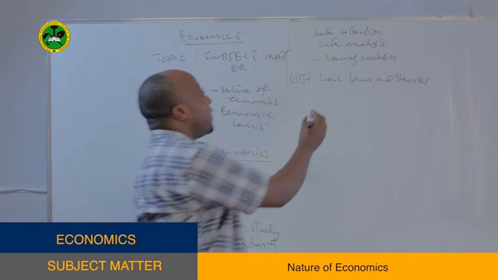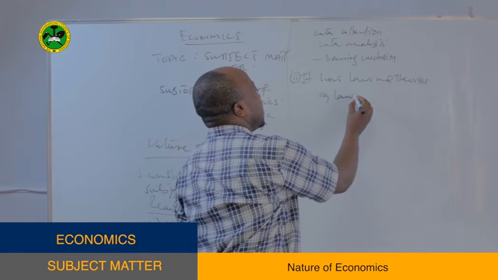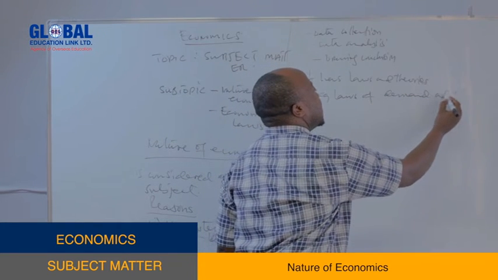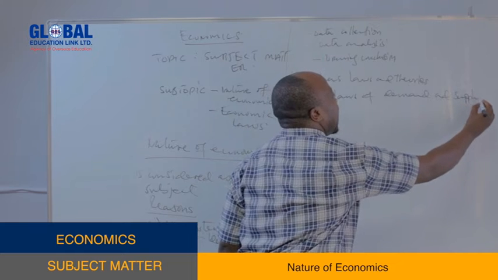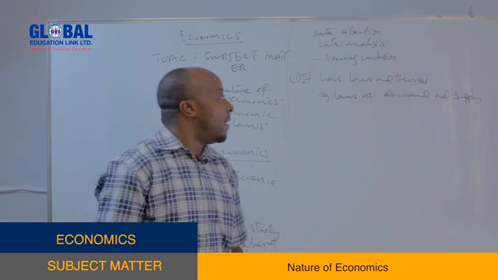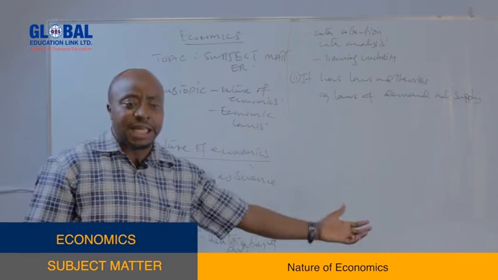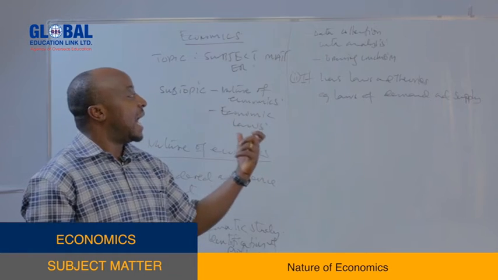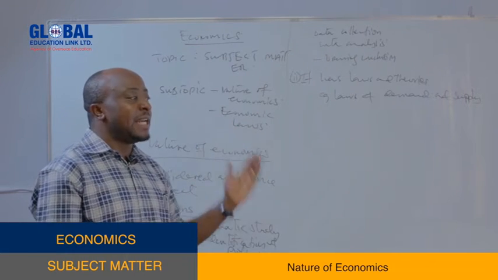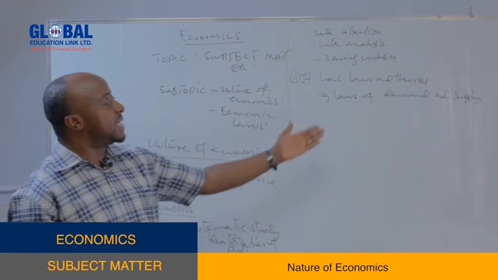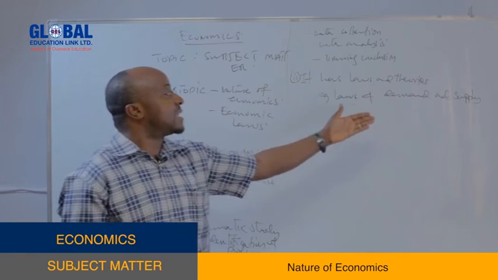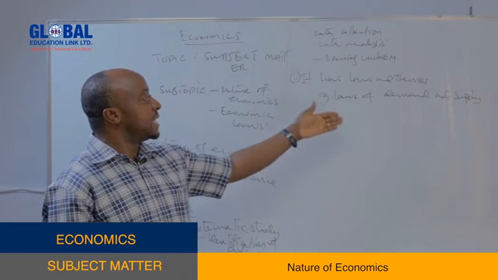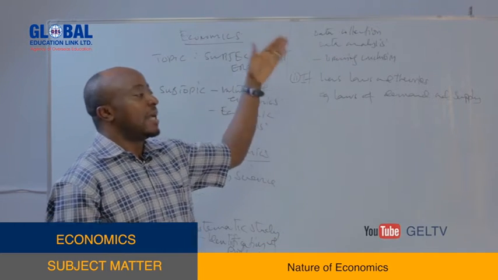For example, we have the laws of demand and supply. This is one of the laws in economics. The law of diminishing marginal utility is also a law. So economics has many laws which govern and explain the cause-effect relationship between different variables. So this is also a reason that makes us consider economics a science subject, because it involves laws and theories.